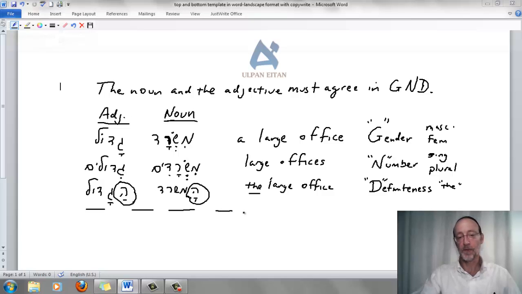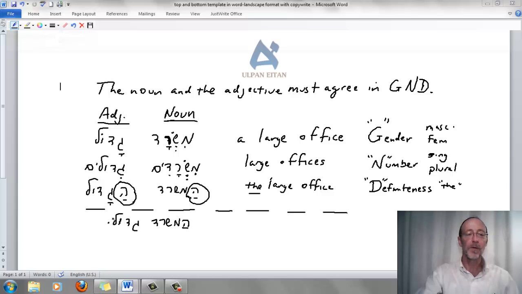You'll notice that I'm drawing this kind of dotted line, as it were, across the page, because now I want to write, what would you say about the following example? Ha-misrad gadol. What's your take on that, folks?